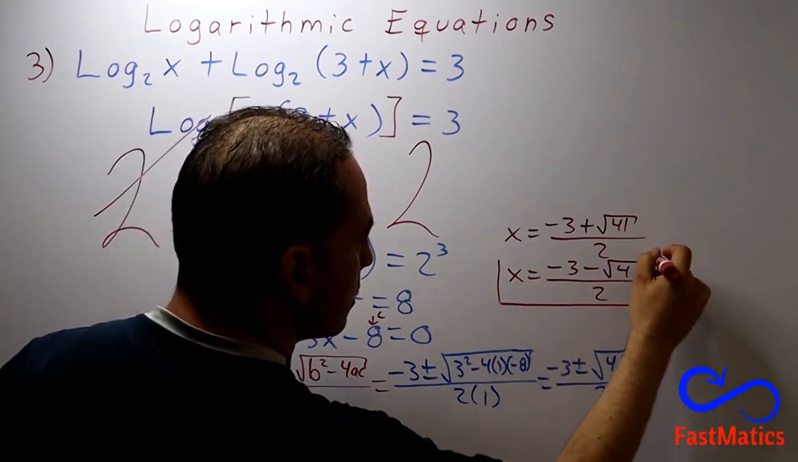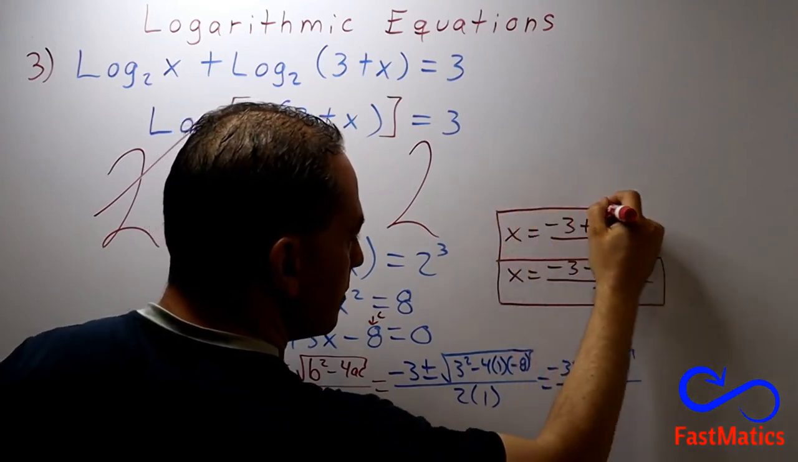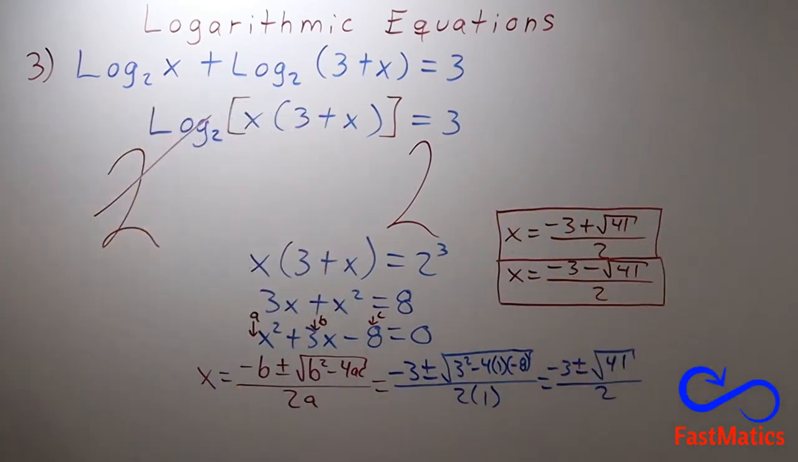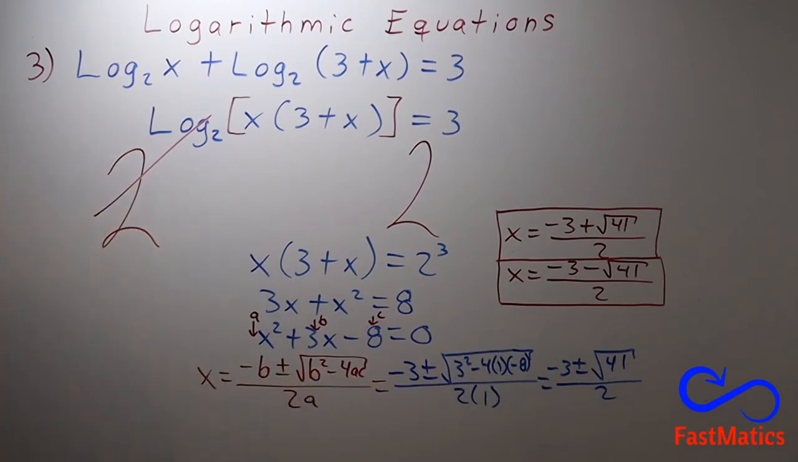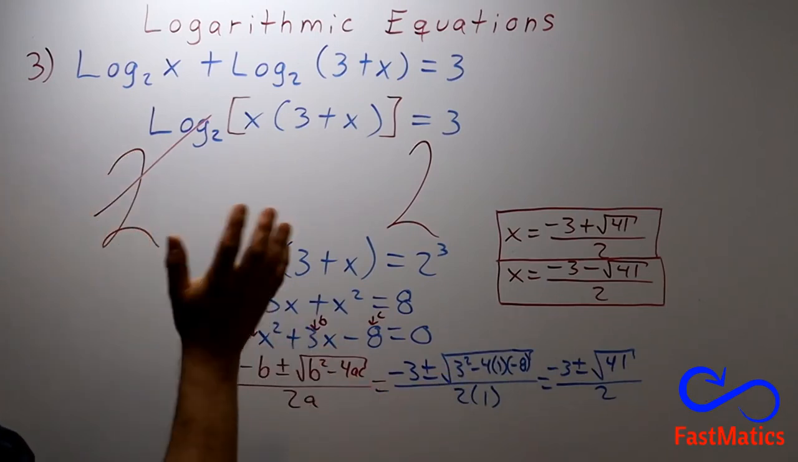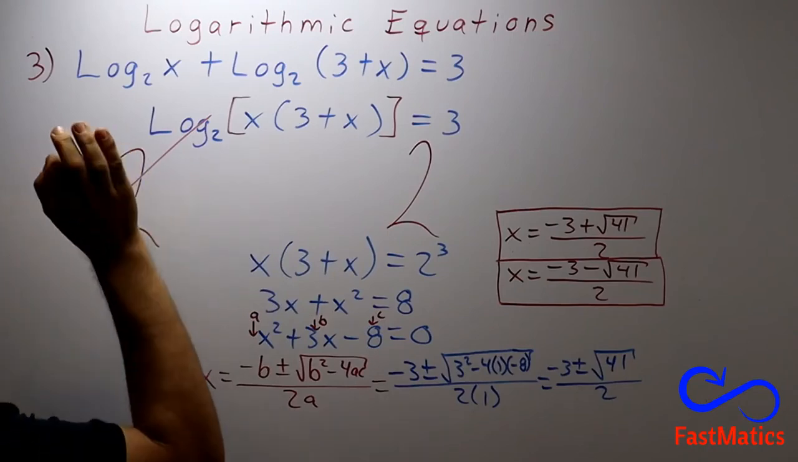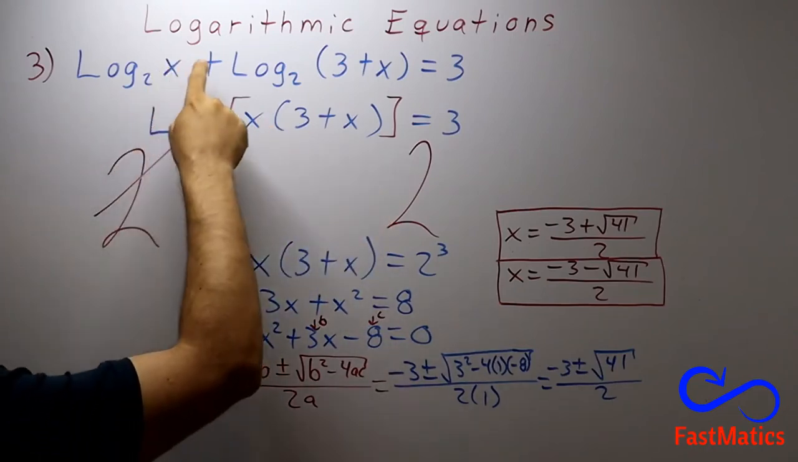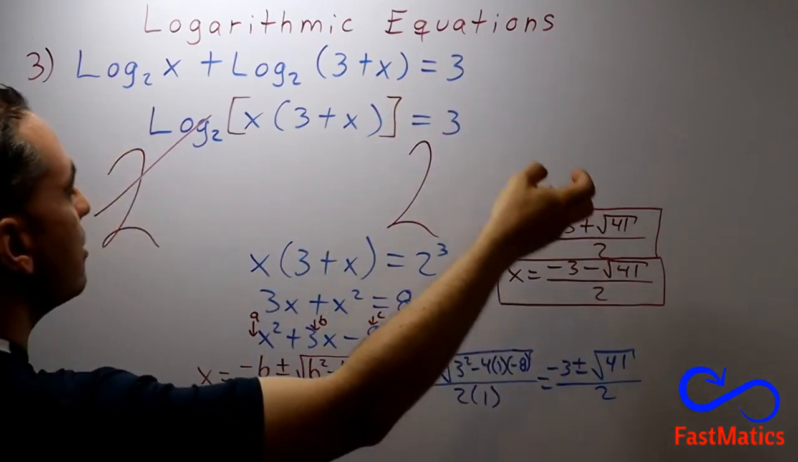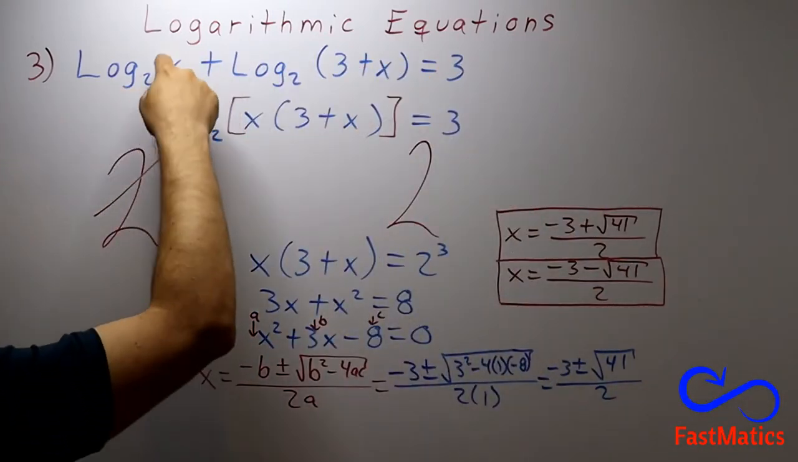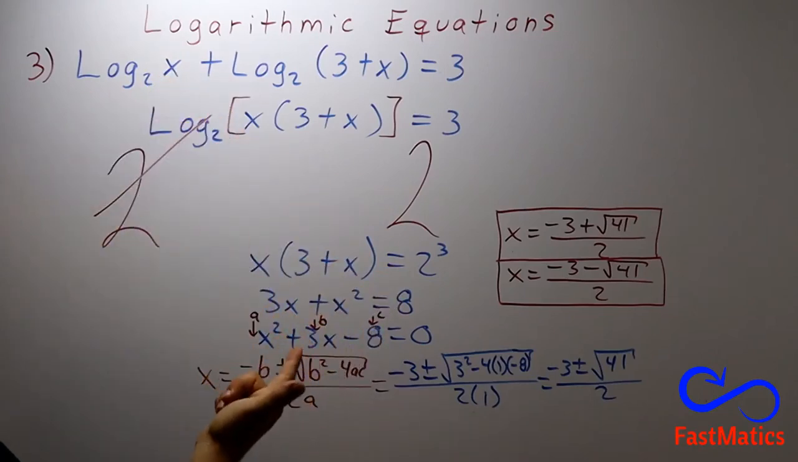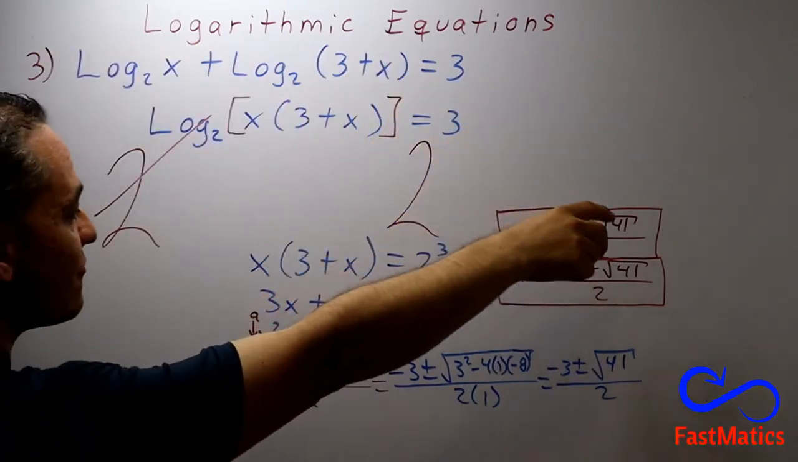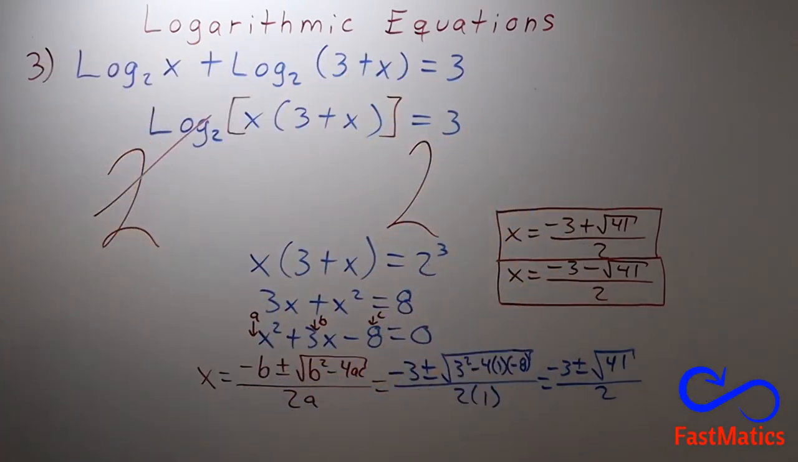Two possible answers. But pay attention please, it's very important to see if those answers are possible, are correct. Always, always, always, when you have a logarithmic equation, you have to verify the answers. Because if you replace this x with a negative or with a 0, it is impossible to have that answer.